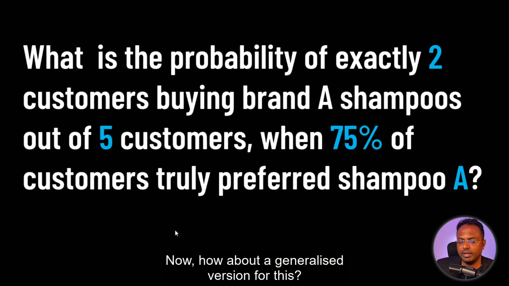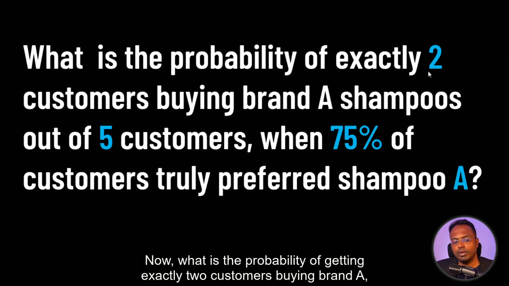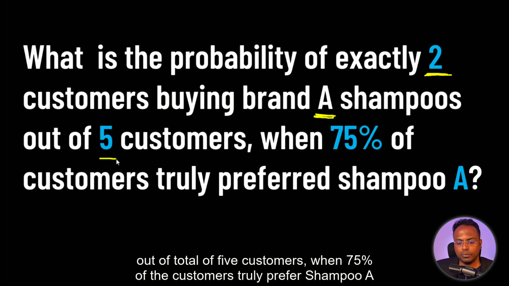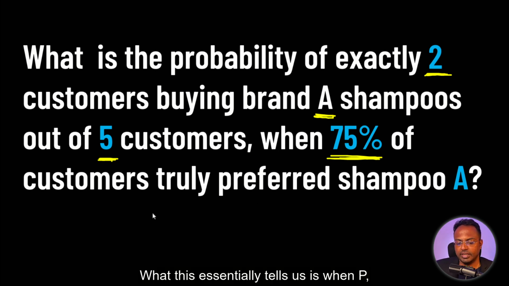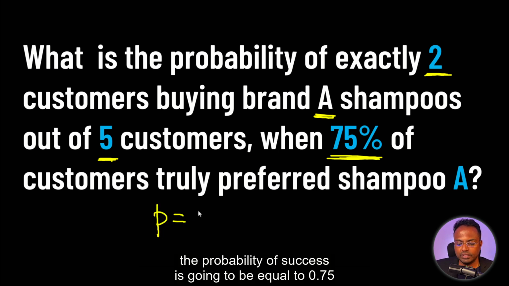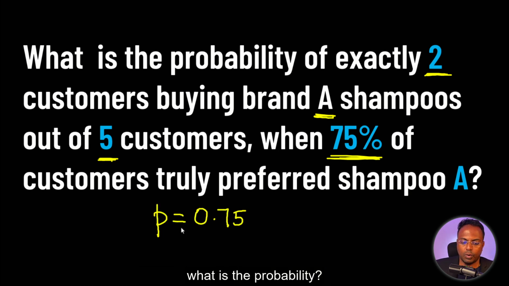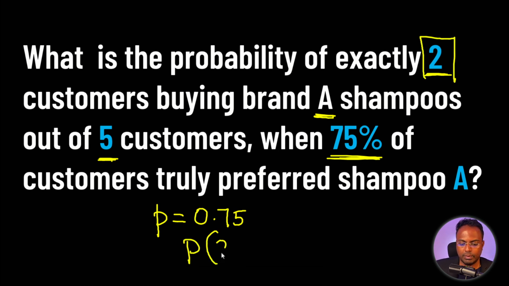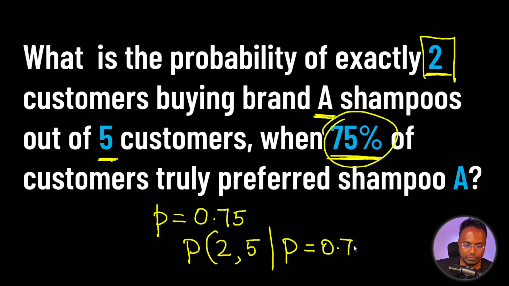Now, how about a generalized version for this? What is the probability of getting exactly 2 customers buying brand A out of a total of 5 customers, when 75% of the customers truly prefer shampoo A? So what this essentially tells us is, when p, the probability of success, is equal to 0.75, what is the probability that people will buy 2 shampoos from brand A, 2 out of 5 trials, given that the probability of success is 0.75? Can you try and compute this?